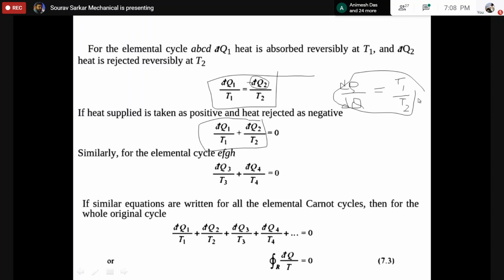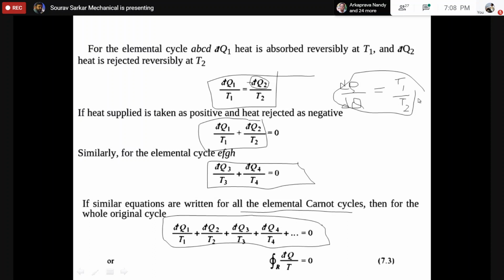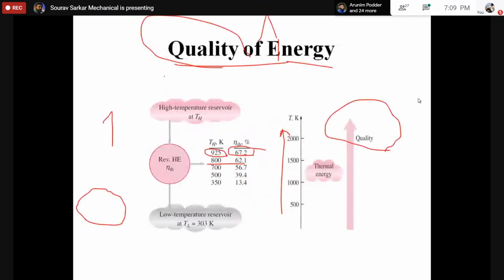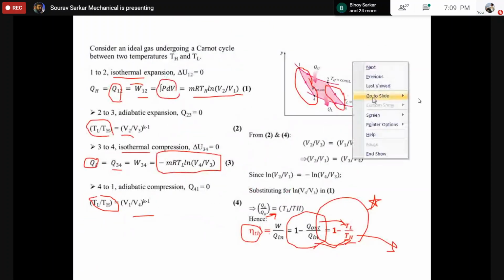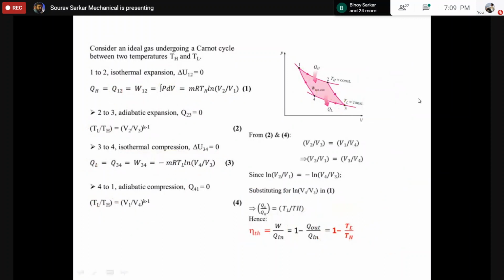So it is applicable for each cycle. It is applicable for each cycle. So if I sum up all those elemental Carnot cycles, finally I will get an equation like this. This is valid for any Carnot cycle. I derived it because for a Carnot cycle my efficiency was this. Can you remember this formula? Can you remember this part?